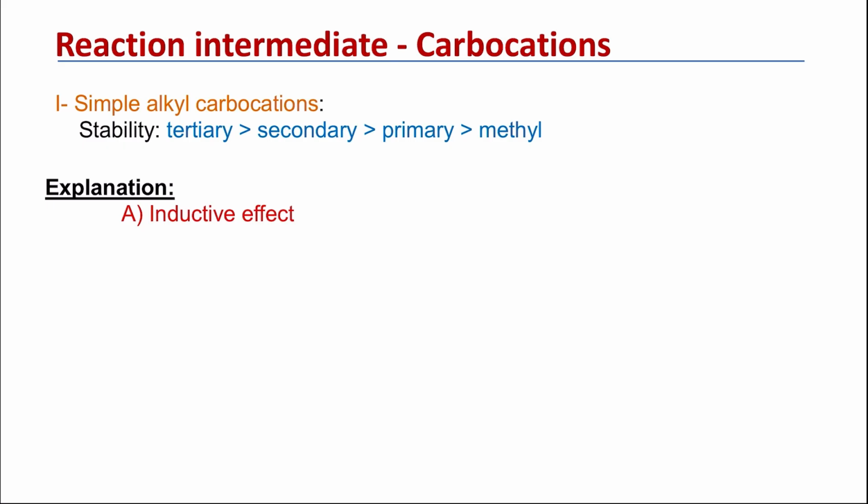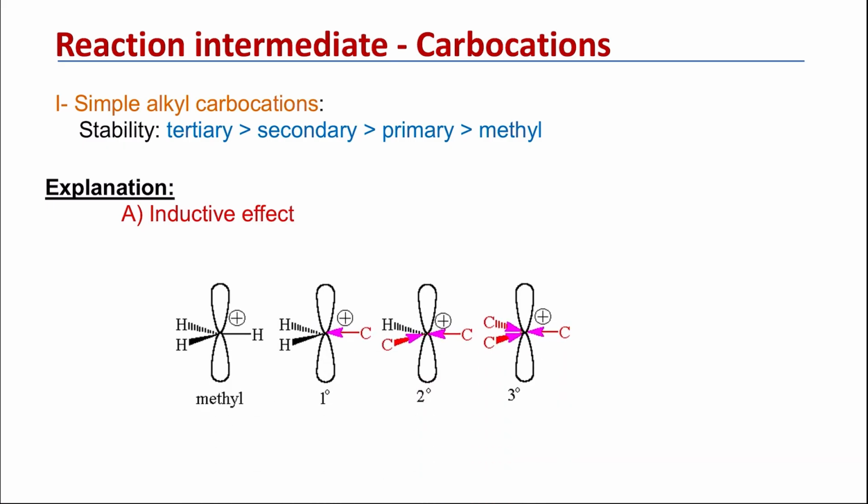The inductive effect is the tendency of a group to either release electron density away from it or attract electron density. For the tertiary carbocation, there are three carbons attached to the positively charged carbon. Each of these carbons will have a positive inductive effect, which is electron releasing tendency. So they tend to push the electrons towards the positively charged carbon, and that will increase its stability. For the secondary one, we only have two carbons showing this positive inductive effect. For the primary one, we only have one carbon. For the methyl, there are no carbons at all.